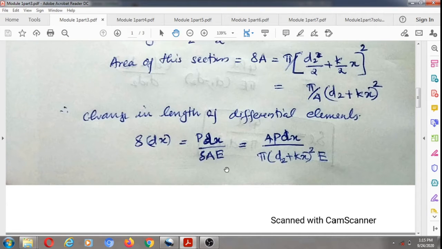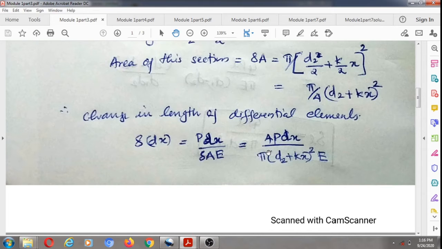Then E is the Young's modulus. Substitute the values of dx and A in this equation. We will get 4P dx, where 4P means the area expression. Then this 4 comes up, and we get 4P dx divided by pi (d2 plus kx) whole square into E. Substitute the delta A value here. You will get this. Okay, this is the small increment of that segment.